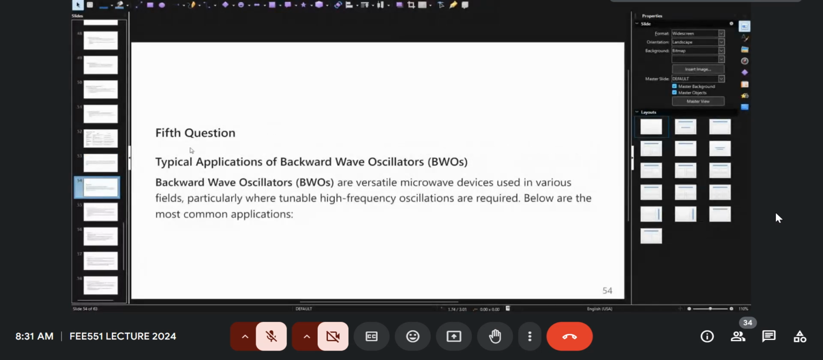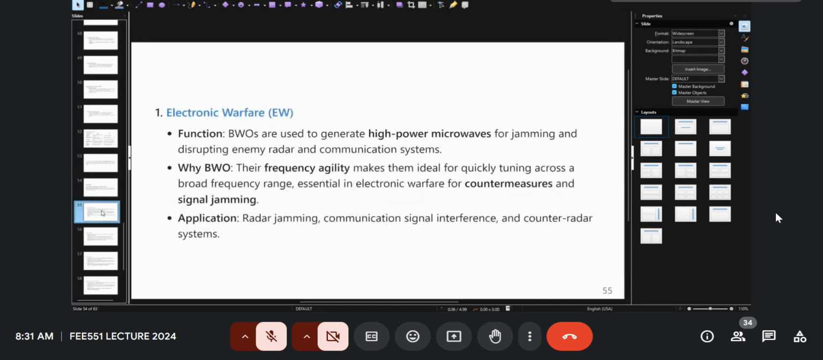The other question, which was the last question, the typical applications of BWOs. The first one is in electronic warfare. I believe that's what it was created or invented for. So they are used to generate high power microwaves for jamming and disrupting enemy radar and communication systems.